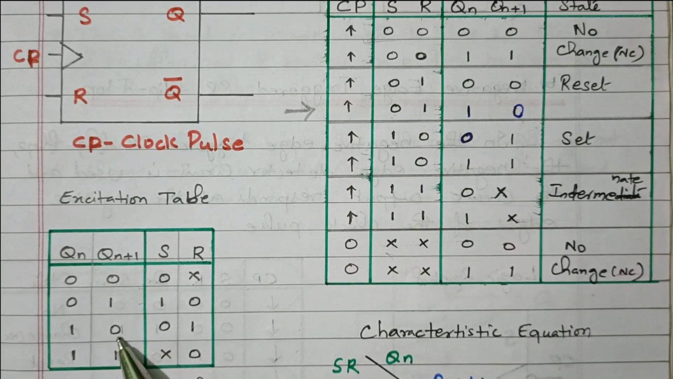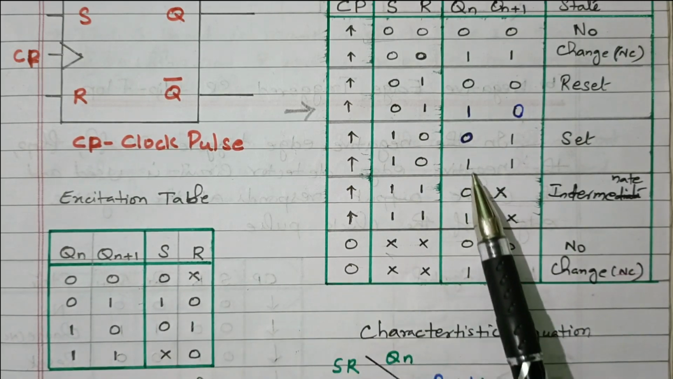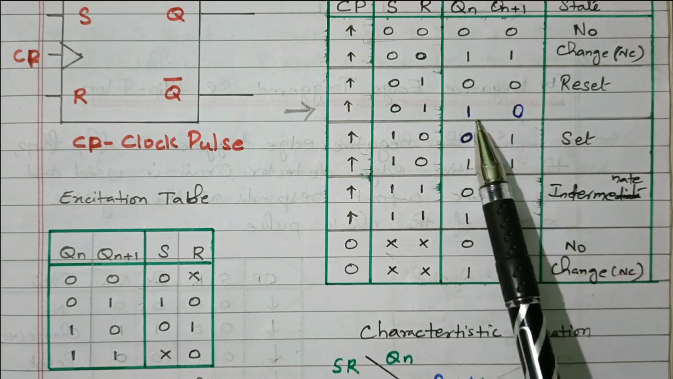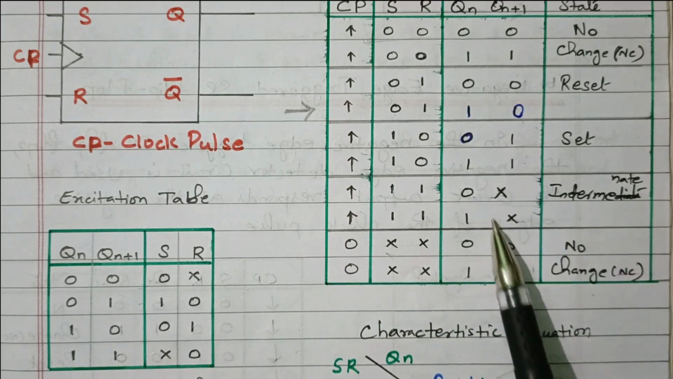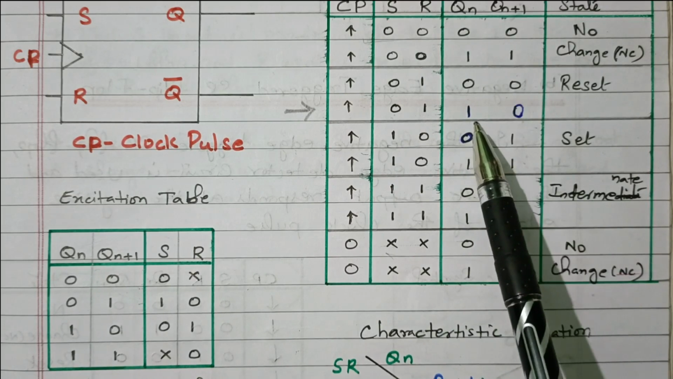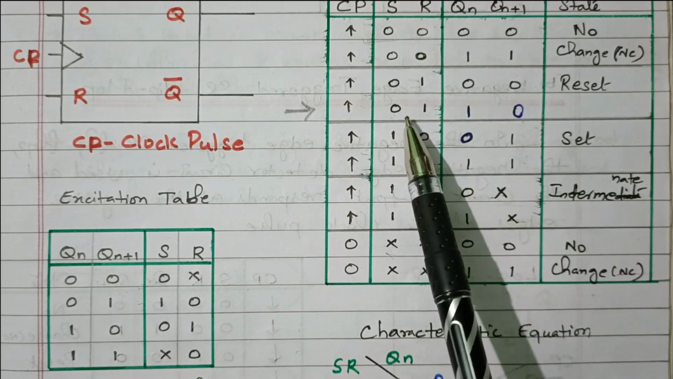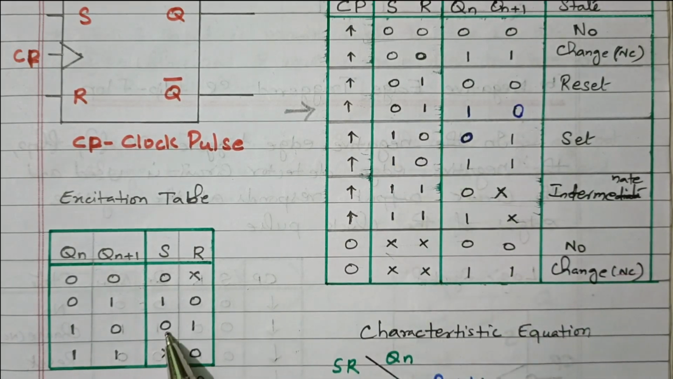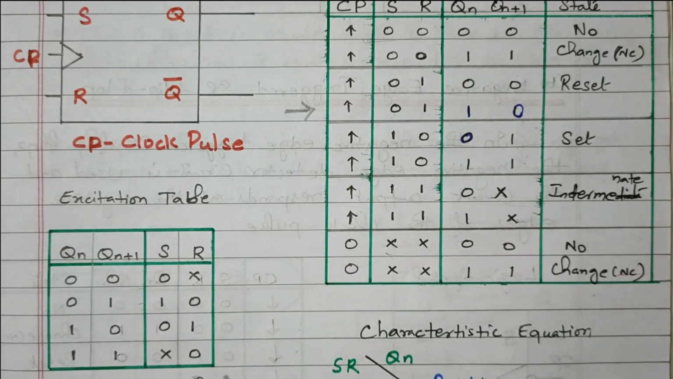Then 1 0. Present state is 1, next state becomes 0. Where is it available? It is available here. 1 0. Right? No other combination. What is the corresponding input? 0 1. Set is 0, reset is 1.